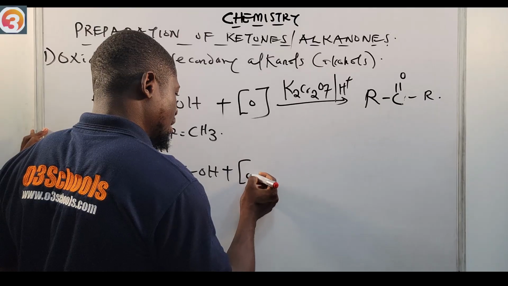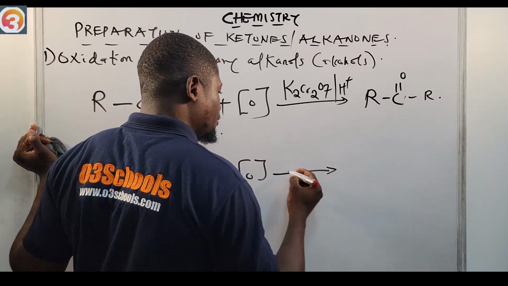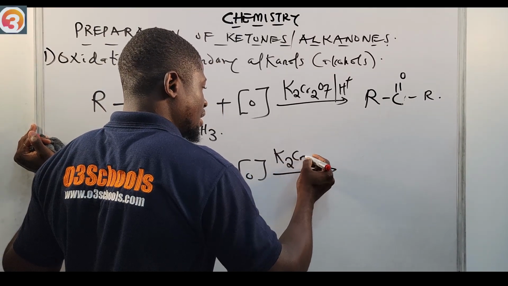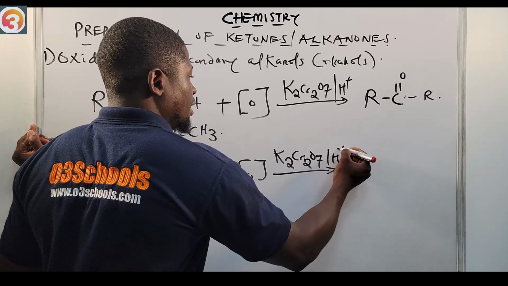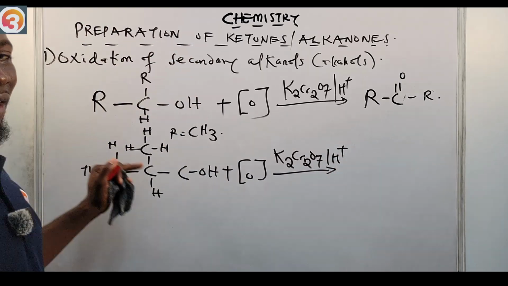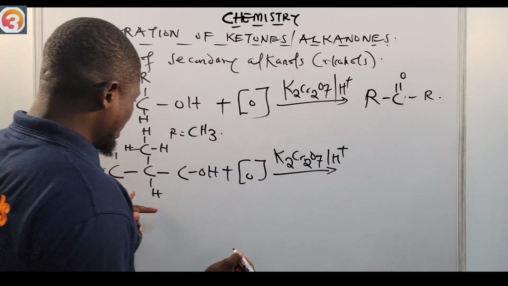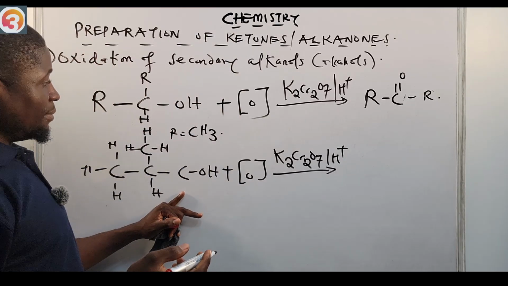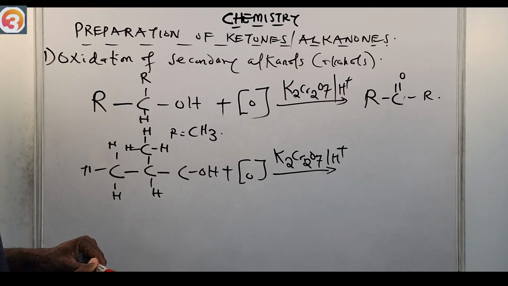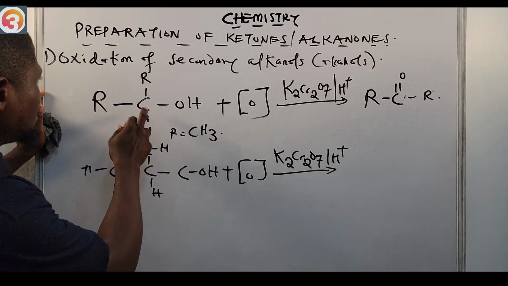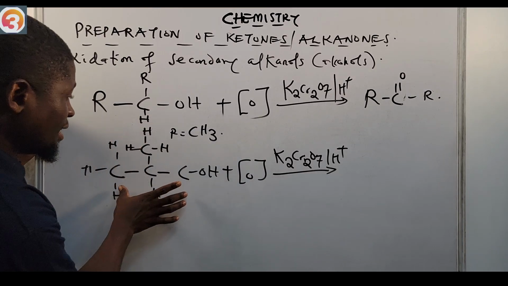Then it is being oxidized in the presence of what? Our oxidizing agent, K2Cr2O7, hydrogen ion. What am I going to have? A propanone. Propanone will be having how many carbon atoms? Sorry, how many carbon atoms are here already? So I'm going to have 3 carbon atoms.